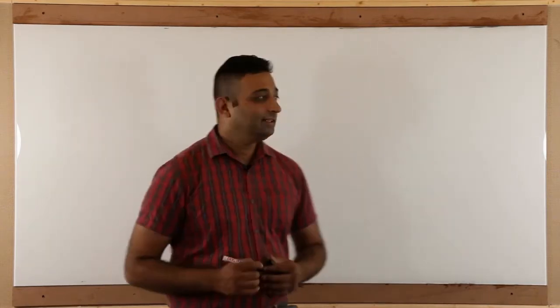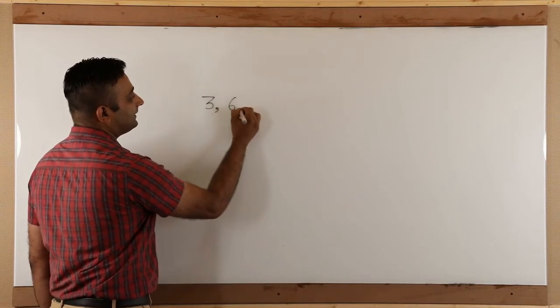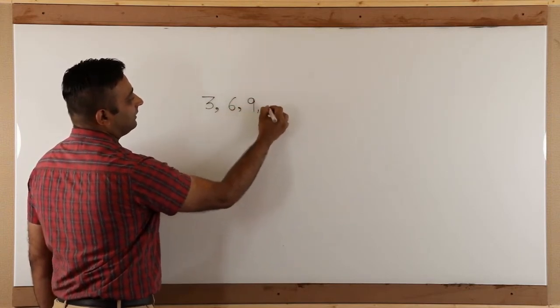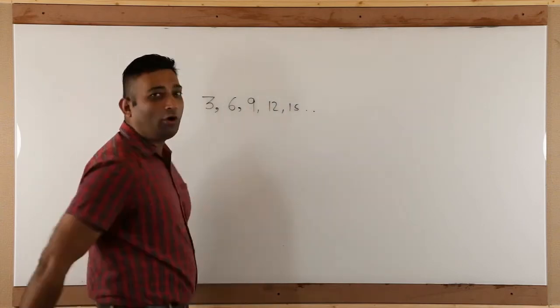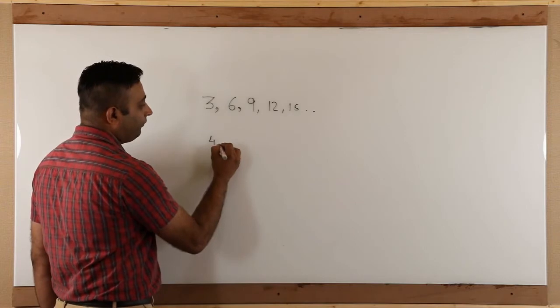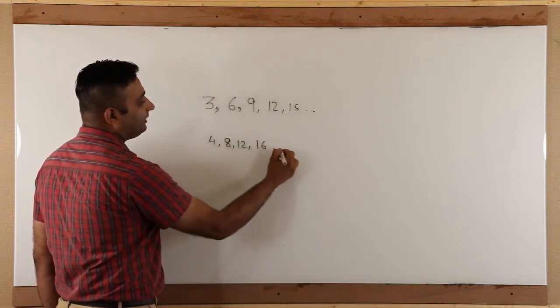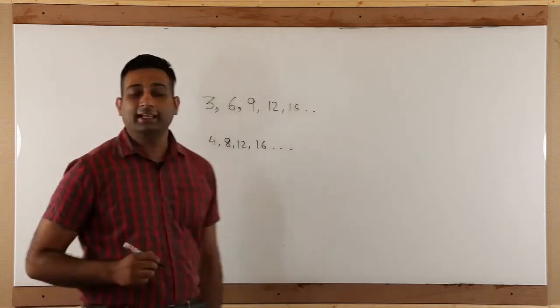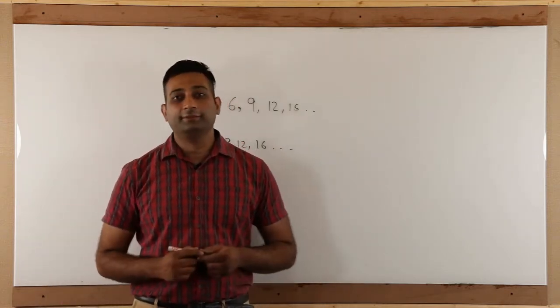Now, let us write the multiples of 3. 3, 6, 9, 12, 15 are all the multiples of 3. We can also write the multiples of 4. 4, 8, 12, 16 and so on. The list is endless. So we can write the multiples of any number in this way.